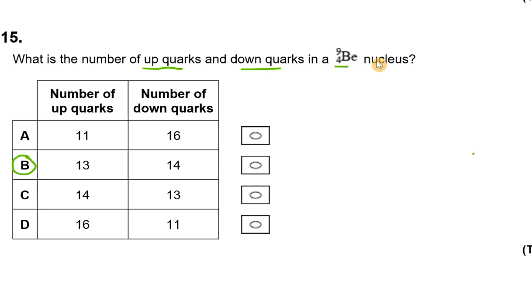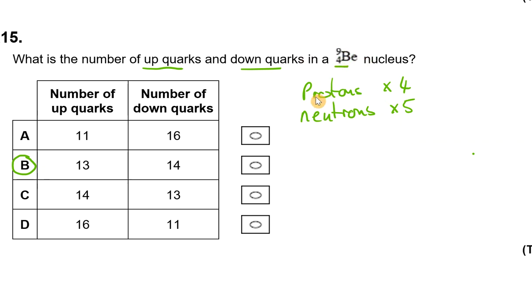So the first thing we want to do is work out how many protons and neutrons there are. Well, the atomic number is 4, so that means there are 4 protons, and because the atomic mass is 9 and that is the number of protons and neutrons, we know that the number of neutrons is 5.